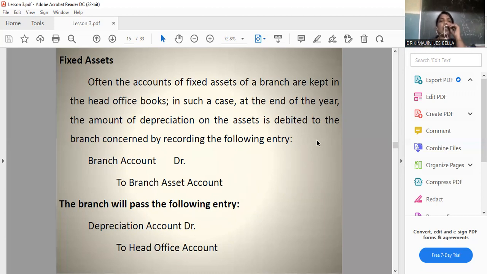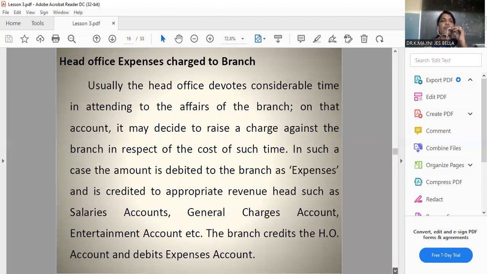What is the journal entry? Branch account debtor to branch asset account. The branch will pass the journal entry: depreciation account debtor to head office account.